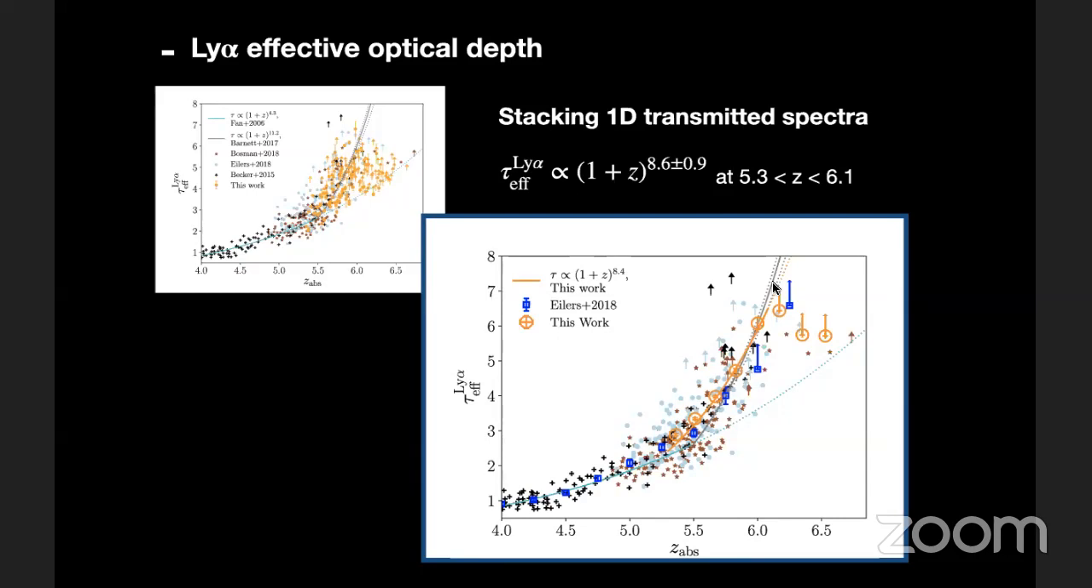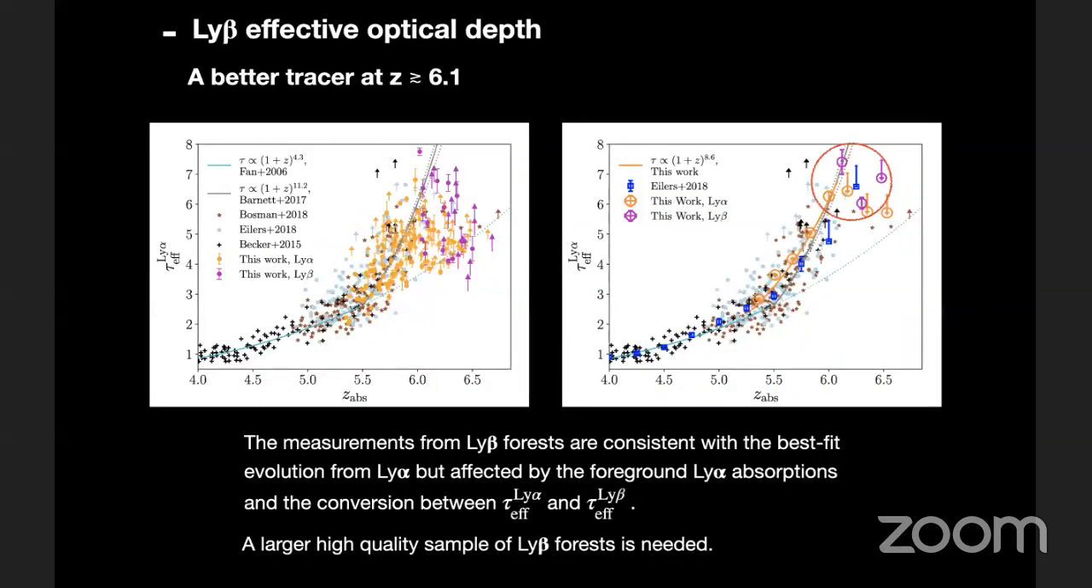So in this case, we need an additional tracer. That's why I'm using the Lyman beta forest, which is more sensitive to the high neutral fraction IGM. Using the Lyman beta forest, I measure the effective optical depth in the same way, from both individual and stacked spectra. I first measure the observed Lyman beta effective depths, and then convert them to Lyman alpha effective depths by subtracting the foreground Lyman alpha absorption and applying a conversion factor between Lyman alpha and Lyman beta, in order to compare our Lyman beta result with the Lyman alpha result. We can see this in these two figures.